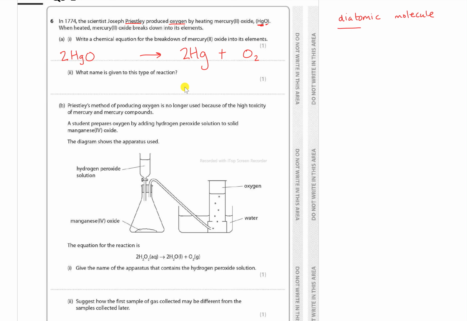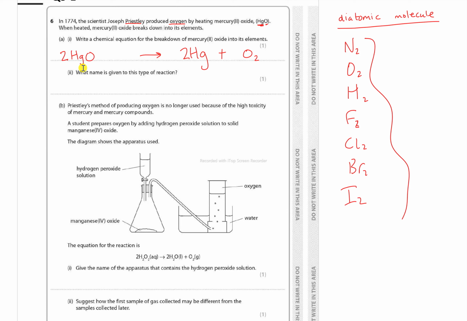Right, the diatomic molecules that we look at are nitrogen, oxygen, hydrogen, and then your group 7: fluorine, bromine. We just stick to these. Don't worry about anything else.